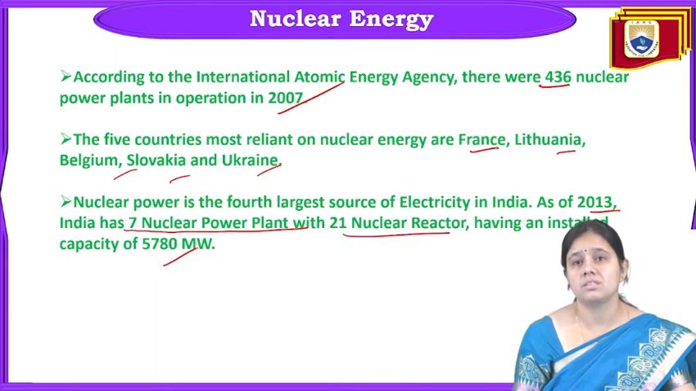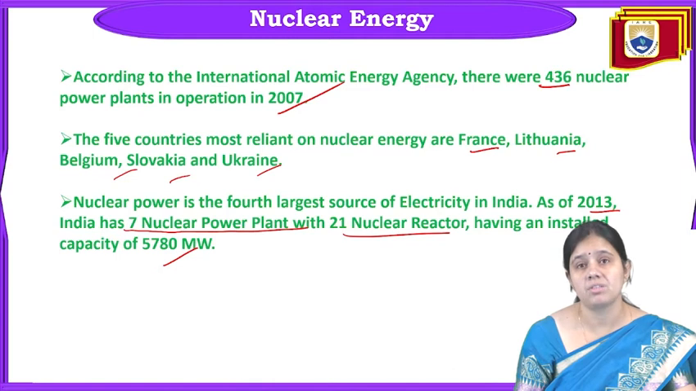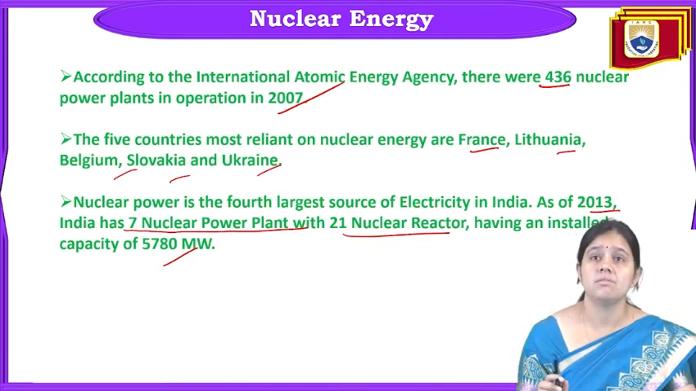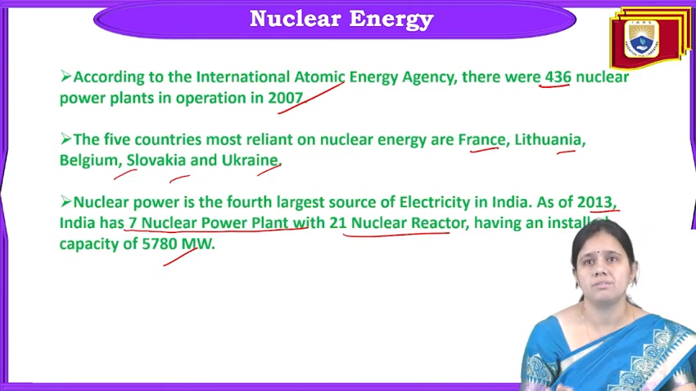So nuclear power is the fourth largest source of electricity in India, and India has 7 nuclear power plants with 21 nuclear reactors, and their total installed capacity is 5,780 megawatt. This is all about nuclear energy, and its prospects in India and globally. So this is a very good source of alternative energy.